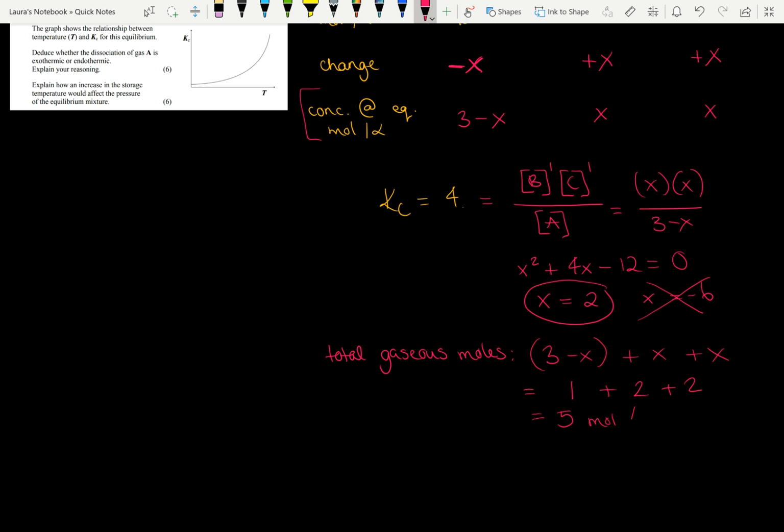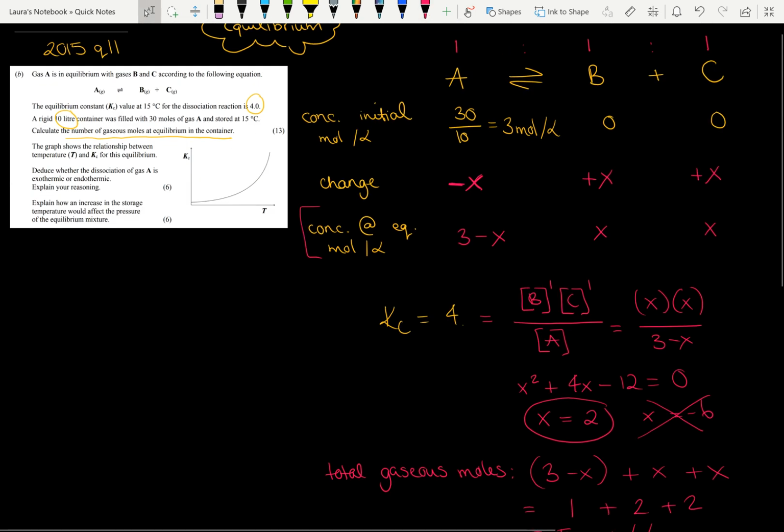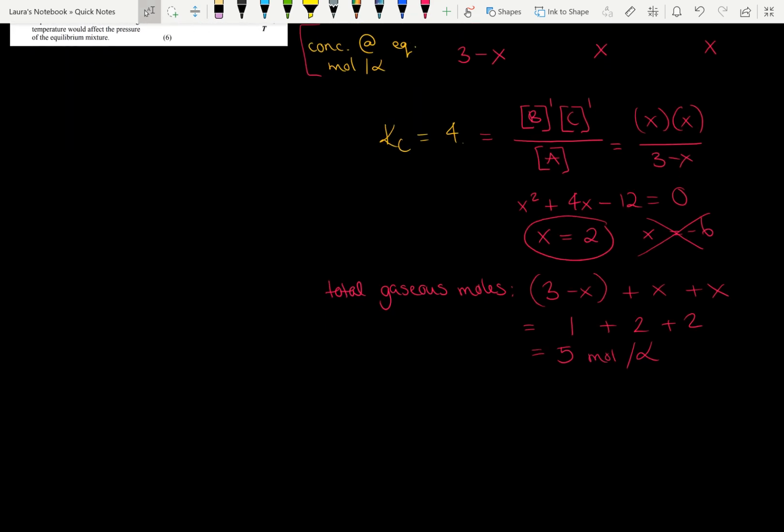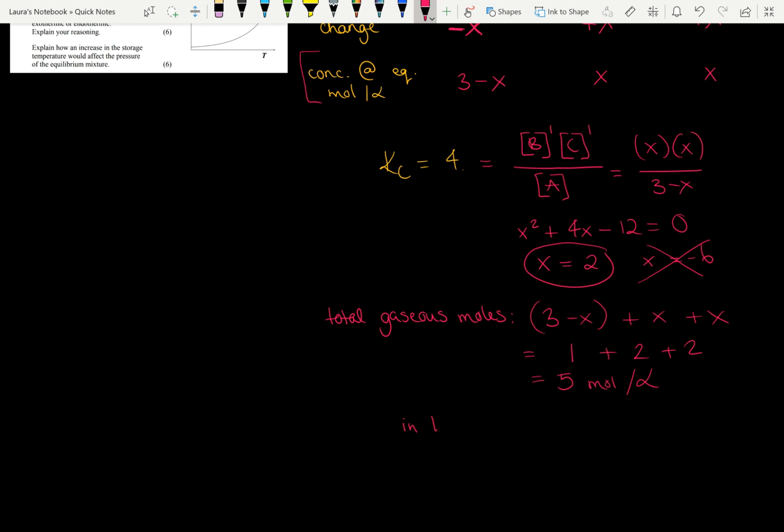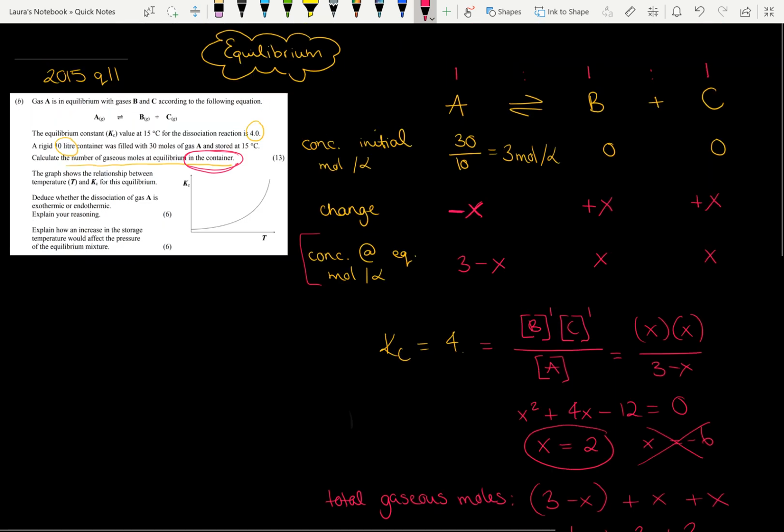Now that's moles per litre. The question asks us in the container, so we had to convert to moles per litre to work down through that table, but the final answer needs to be in relation to that container. In the 10 litre container then, we just have to multiply that 5 by 10. So that gives us a total number of gaseous moles of 50. So it's a funny way of asking it, and you really need to make sure you're reading the question to recognize that.